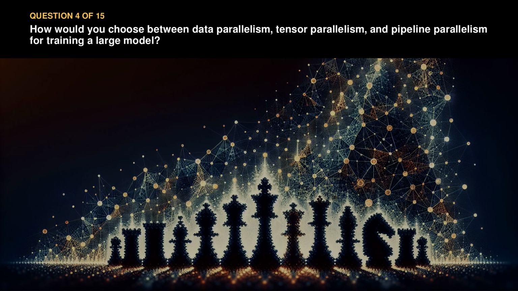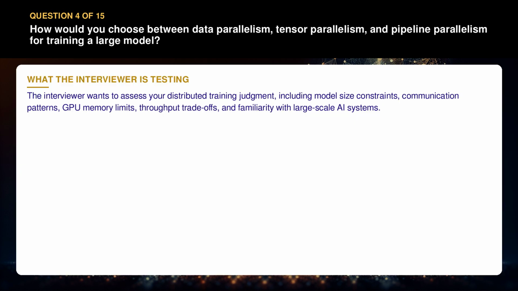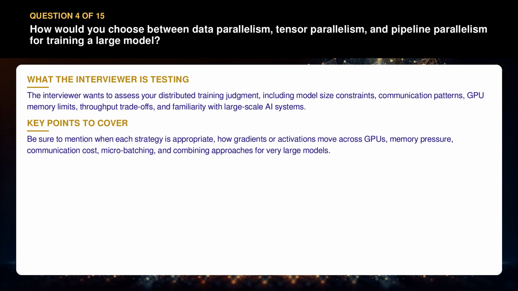Question 4. How would you choose between data parallelism, tensor parallelism, and pipeline parallelism for training a large model? The interviewer wants to assess your distributed training judgment, including model size constraints, communication patterns, GPU memory limits, throughput trade-offs, and familiarity with large-scale AI systems. Be sure to mention when each strategy is appropriate, how gradients or activations move across GPUs, memory pressure, communication cost, microbatching, and combining approaches for very large models.